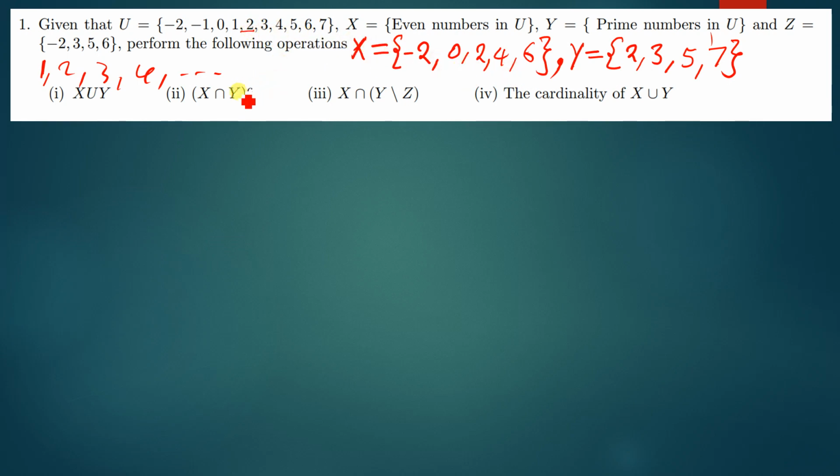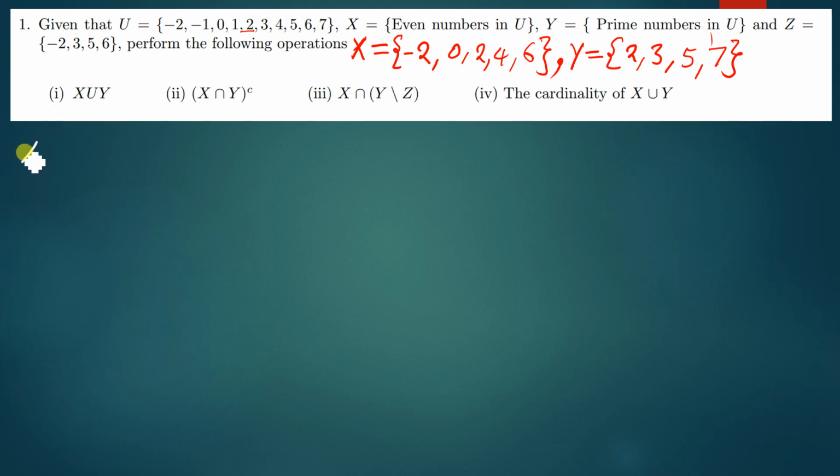Okay, so now let us begin to work out the operations that we've been given. So we have x union y. So how do we find x union y? When we say union in mathematics, it is simply the addition of two sets. So when you are adding these two sets, you have to make sure that the numbers that are common in both sets, you only list them once.